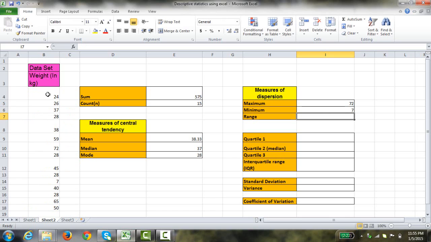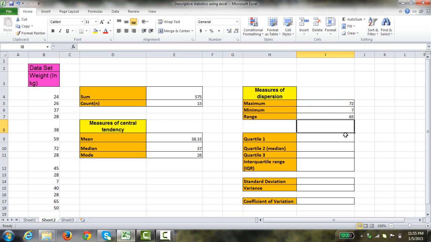Now we know that range is the difference between the largest observation and the smallest observation. In Excel, there is no specific function to calculate the range. Thus, we can calculate the range simply by the difference between the maximum and the minimum value. We can do so by equal to maximum minus minimum, which is 65.